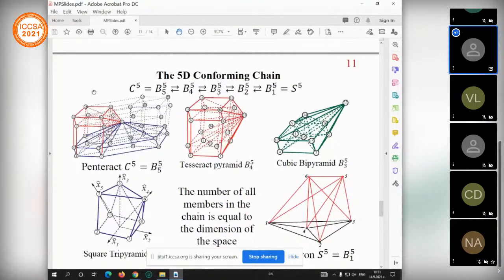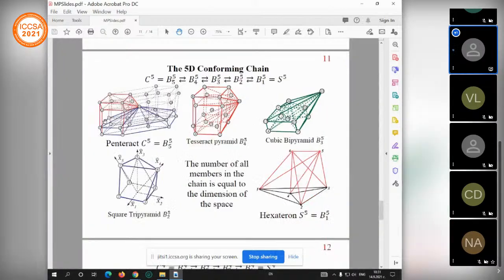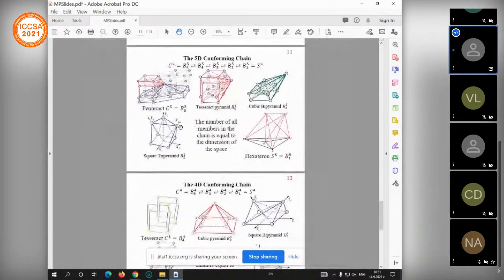Both of them, this couple, share a tesseract. This is the penteract, but this one is a tesseract pyramid. Both of them share a tesseract. And this is very interesting because they share the first one from the second chain, from the 4-dimensional chain. Here is the tesseract, but this is in the 4-dimensional case.